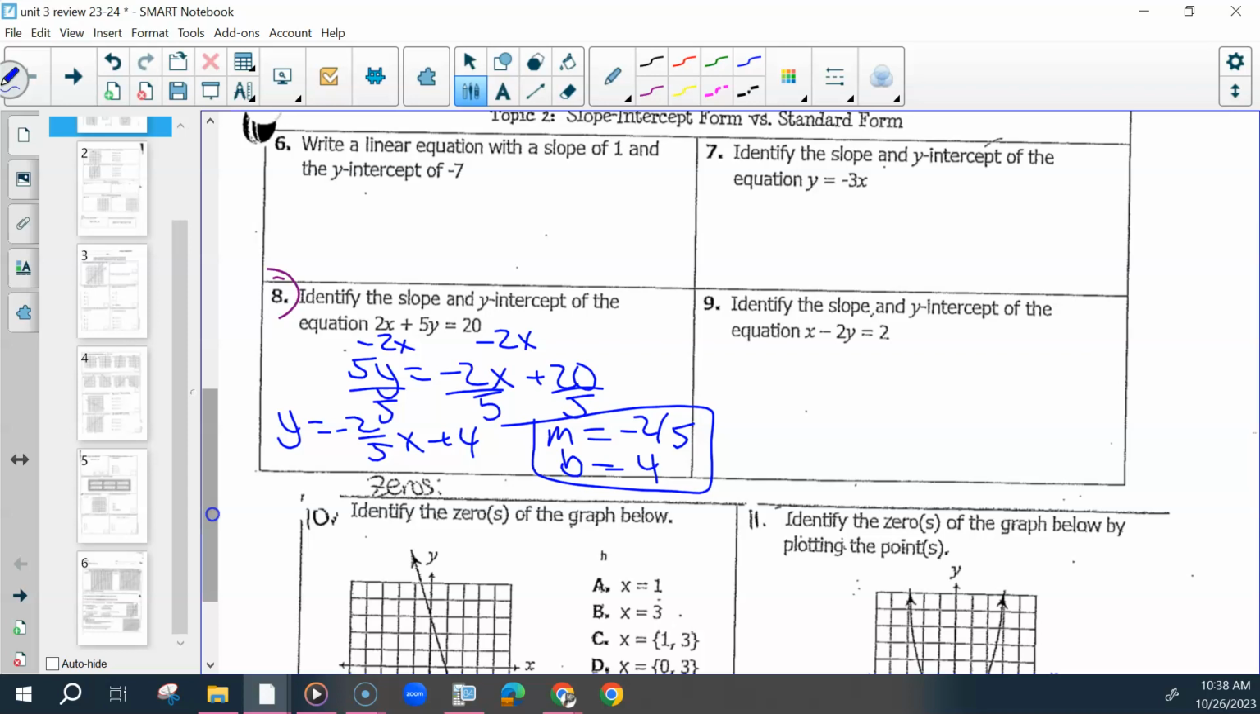At the bottom, it talks about zeros. What is it looking for, intercept-wise? I'm sorry, what is m? -4/5? -2/5 is connecting. Oh, okay.